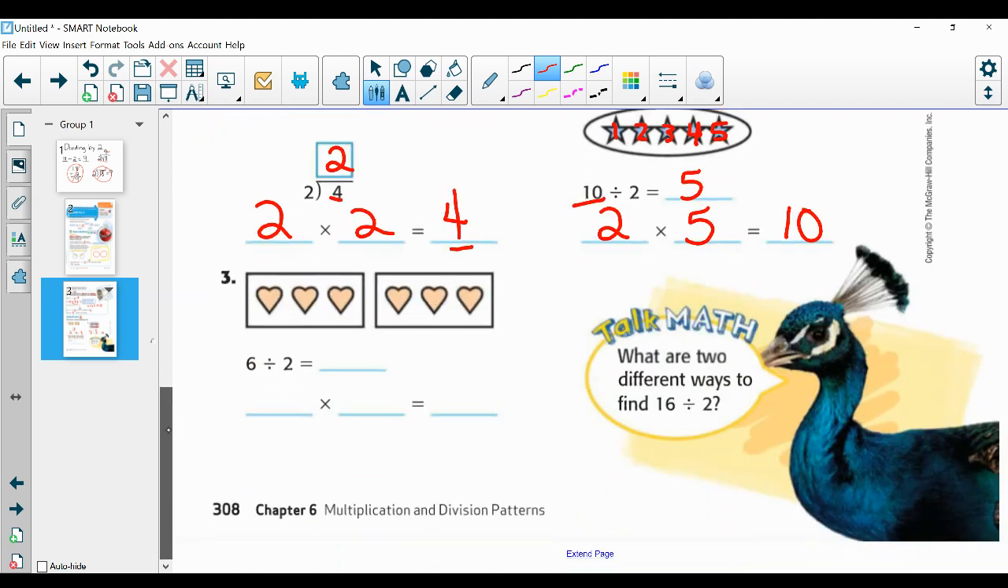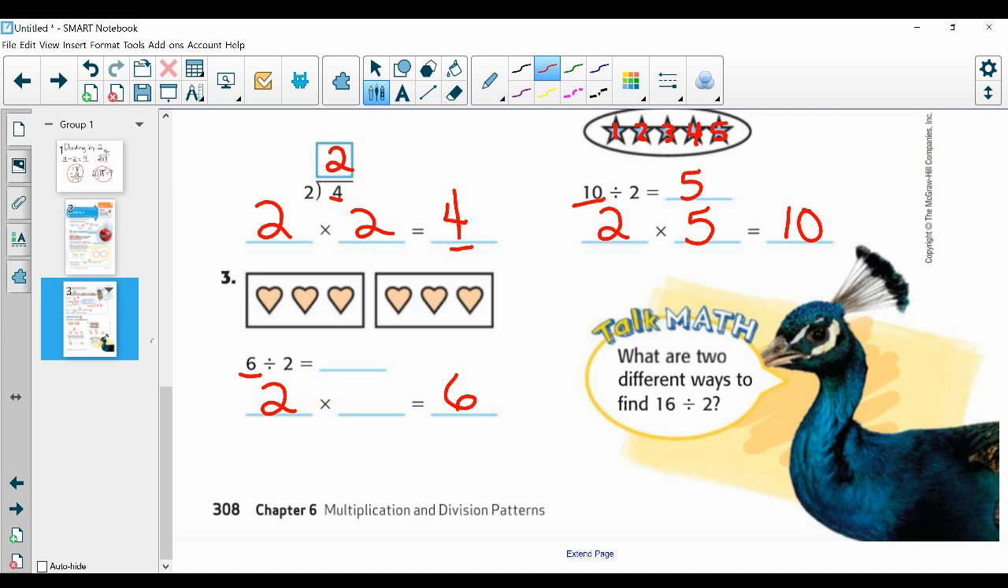All right, here we go. Another one. My total is 6. I have 1, 2, 3, 4, 5, 6 hearts altogether. I have 2 groups of hearts. So if my total is 6, I can put the 6 over here. I know I have 2 groups. 2 groups of something equals 6. 6 divided by 2 equals something. So my unknown is going to be the same number.